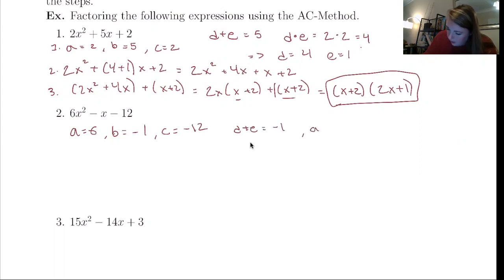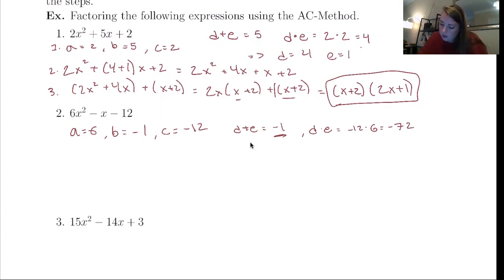And D times E is going to be -12 times 6, which is 60 plus 12, 72, negative 72. So I want to look at factors of 72 and you're like, oh my God, it's a huge number. What factors of 72? I know I need it to be -1. So when I add them together, I probably want those numbers to be pretty close, and at least one of them has to be negative because it's negative 72.